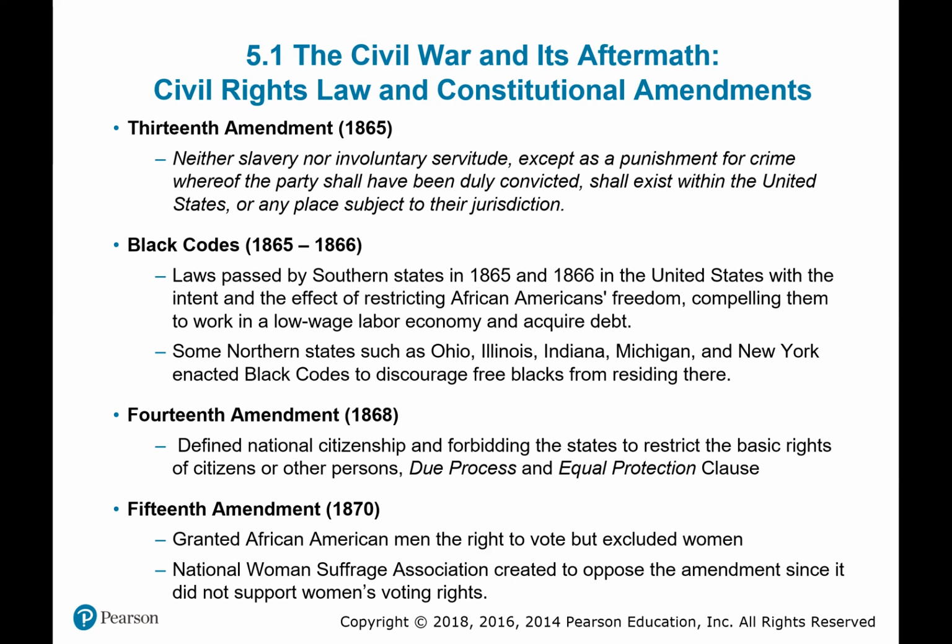In response to that, in 1866, we actually have our first civil rights law, the Civil Rights Act, and that was to make sure that these Black Codes were shut down and that the amendment was carried out, as well as the addition of the 14th and 15th Amendments, just to clarify and make sure that these changes were taking place.